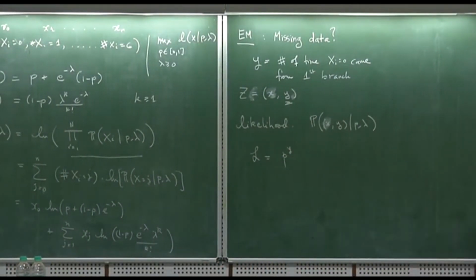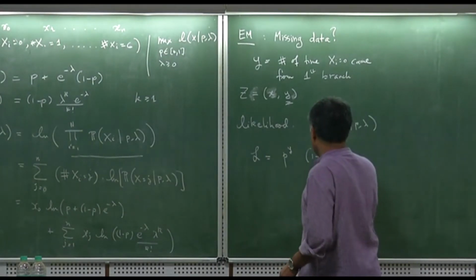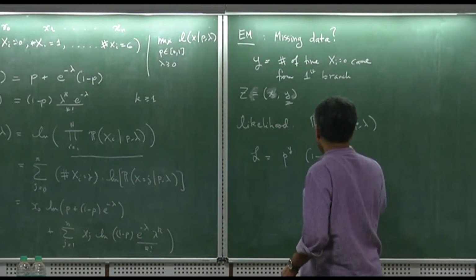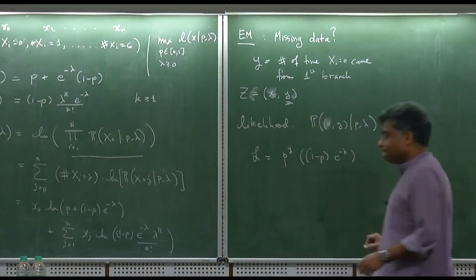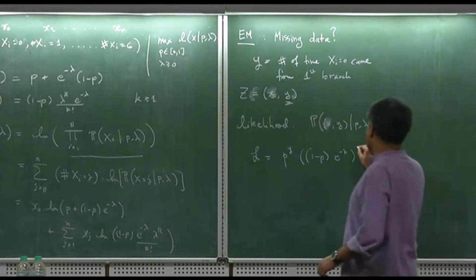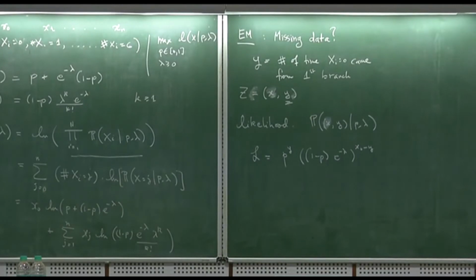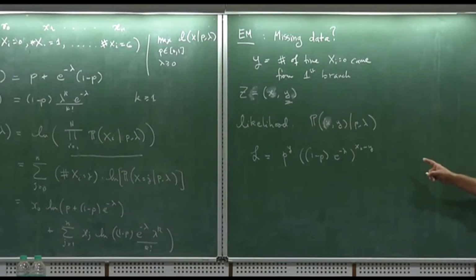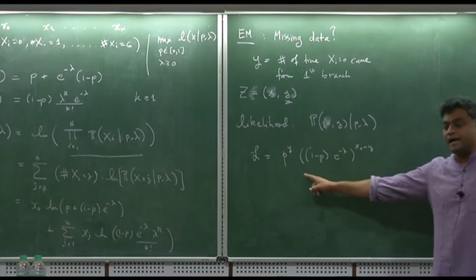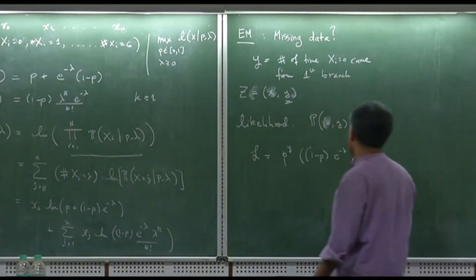And what about the remaining x zeros? What is the probability of seeing the remaining x zeros? 1 minus p e to the minus lambda, whole to the power x0 minus y. Everybody get this? Because now I know what y was, I know how many came from this side and how many came from that side, right? And then what about the rest of the guys?